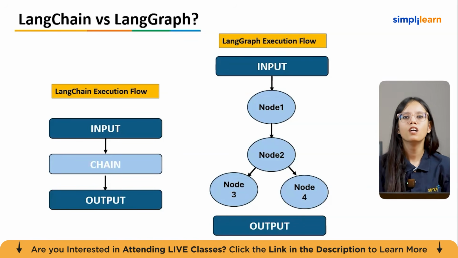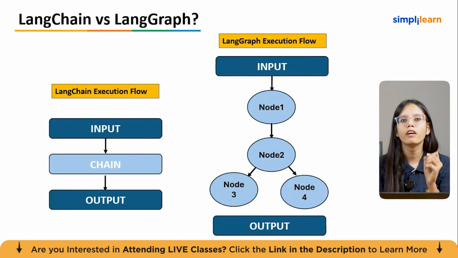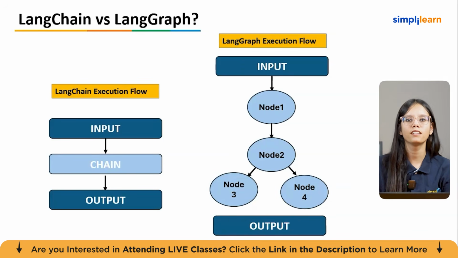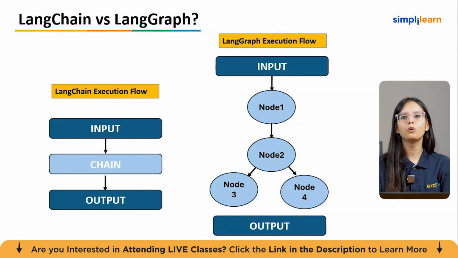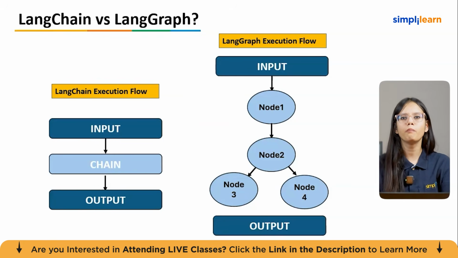So in a nutshell, LangChain has a linear flow, meaning the tasks happen one after another in a chain, whereas LangGraph has a branch flow, allowing tasks to run in parallel or interact with multiple paths, offering more flexibility and complexity in handling data and operations. This visual shows that LangGraph is useful when you need a more complex workflow, whereas LangChain is better for simpler and sequential tasks.